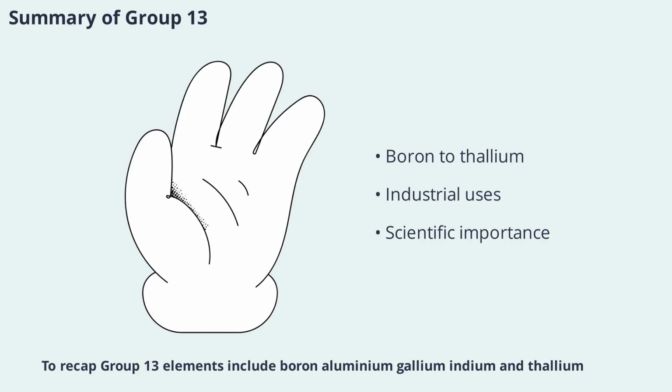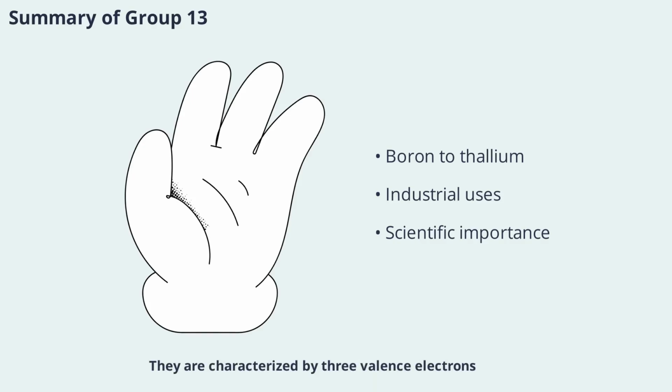Recap: Group 13 elements include boron, aluminium, gallium, indium, and thallium. They are characterized by 3 valence electrons and a mix of metallic and nonmetallic properties. Their compounds are widely used in industry, from glass and electronics to agriculture and medicine. Understanding their chemistry is essential for many scientific and technological fields.